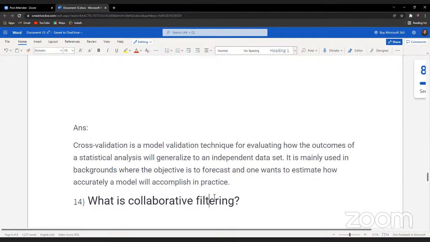Now I'll jump to the next one. What is collaborative filtering? How does it work? I'll be giving you a minute. If anyone knows the answer, please ping me in the chat box. We'll discuss the answer in a minute.